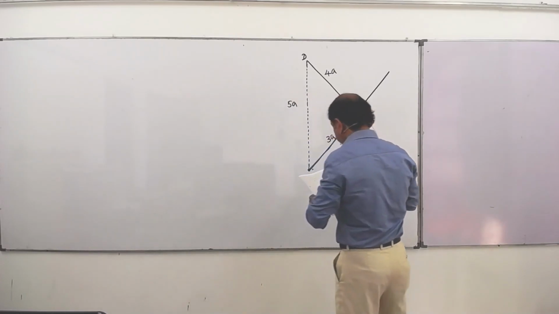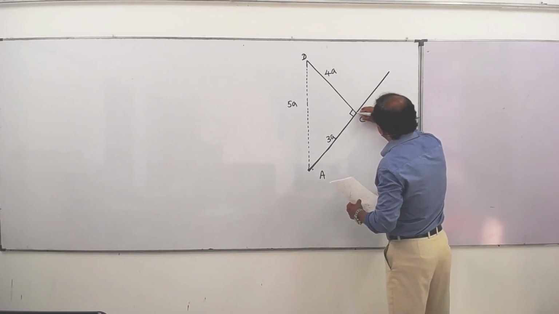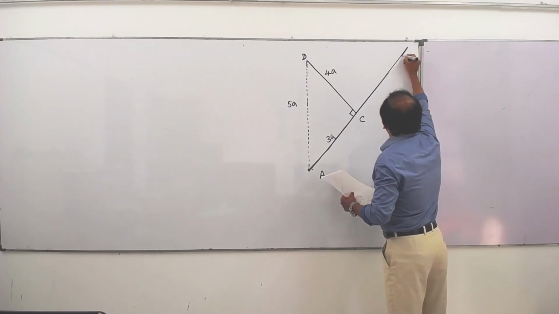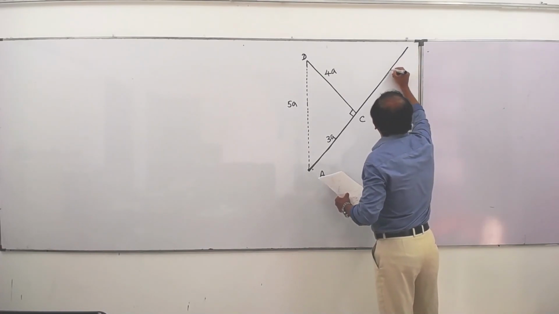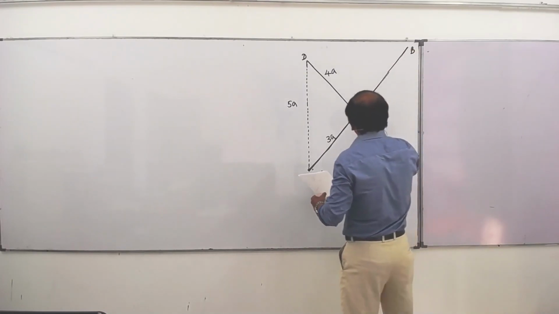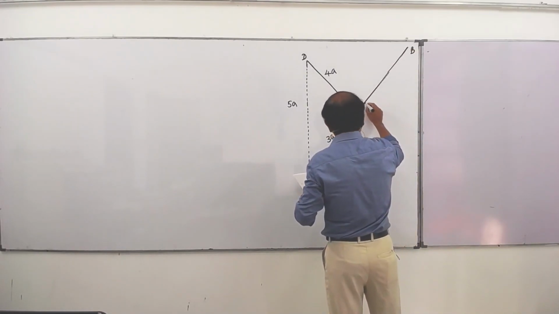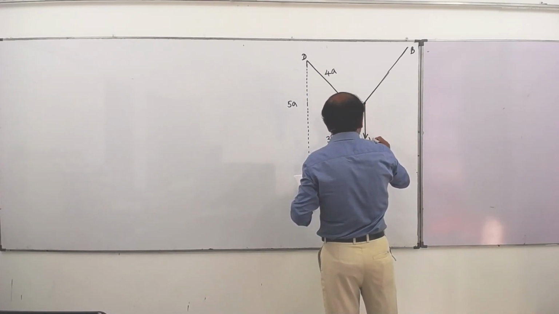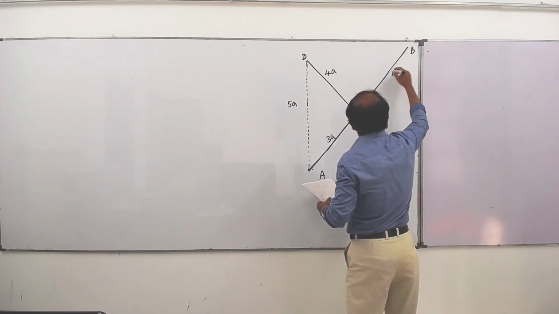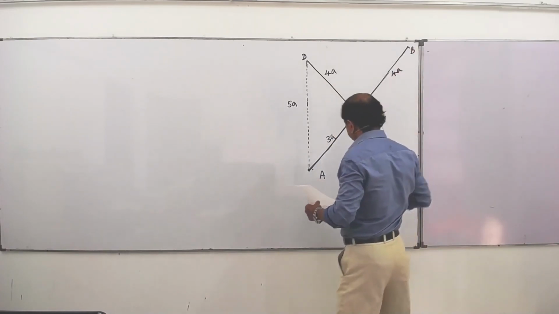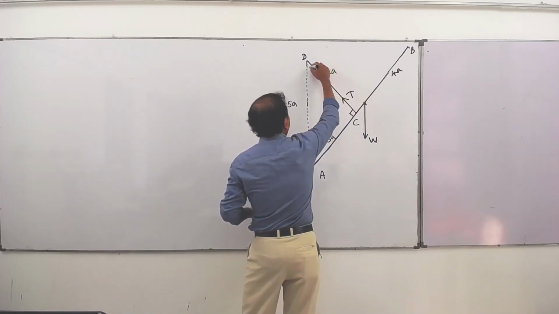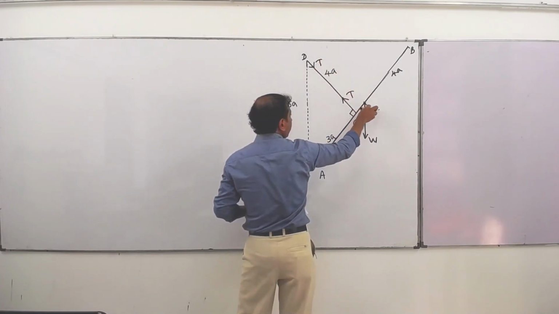Right. The length of the rod is given as 8A. Here B. Right. Center of gravity should be at the midpoint. Uniform rod, no? W here. This length is 4A, from here to here. Right. Tension T here, this way. D feels the tension T like this. The rod feels the tension T like this.